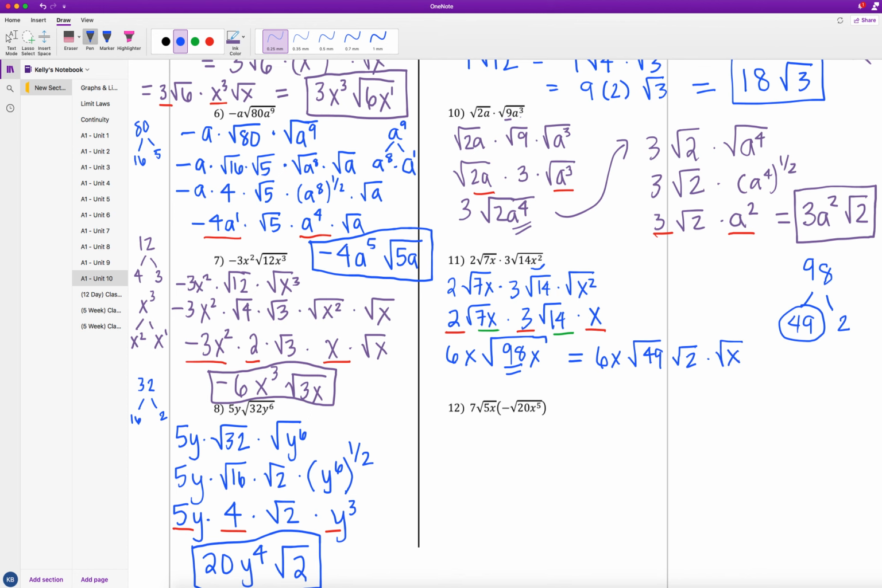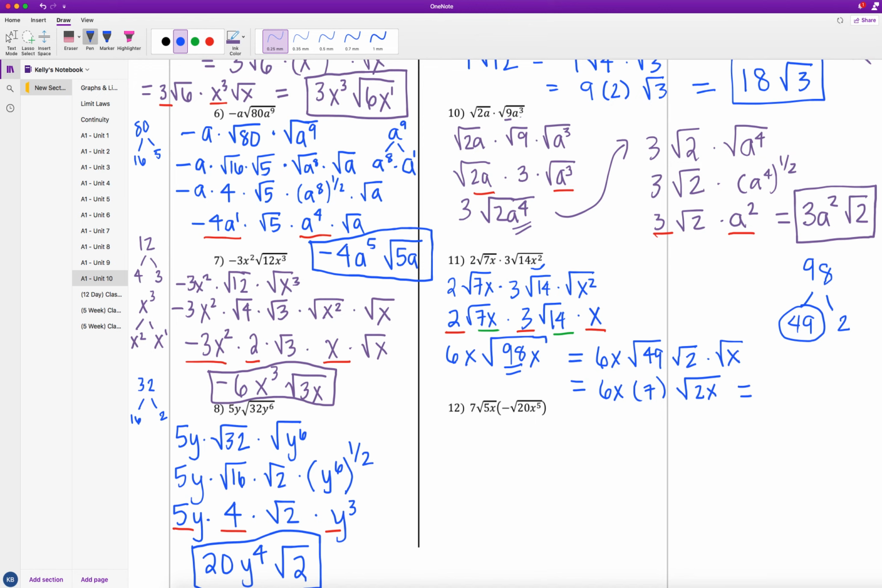And that square root of x cannot simplify any further because our power here of 1 is less than our index of 2. Last thing to simplify, square root of 49 is 7. So I get 6x times 7, square root of 2x. I'm going to go ahead and combine those back together since they're still left inside the square root.